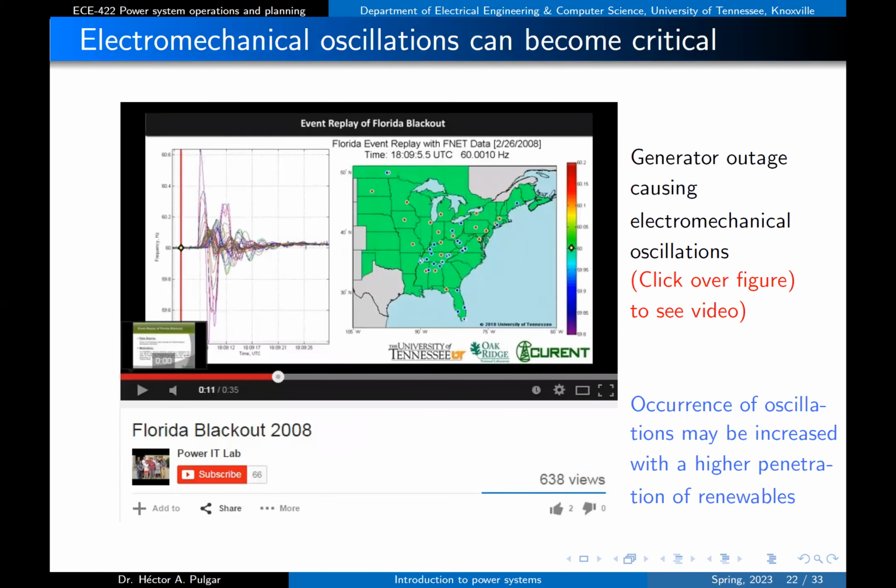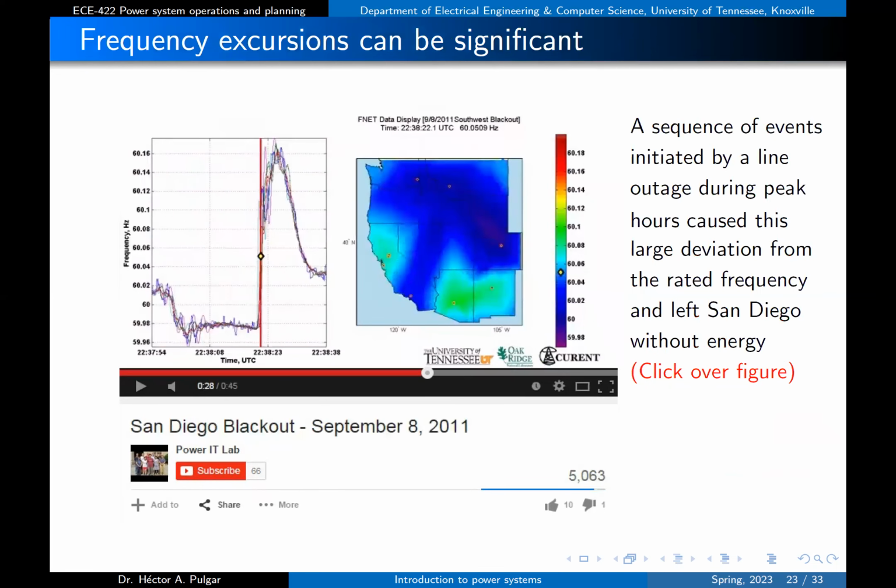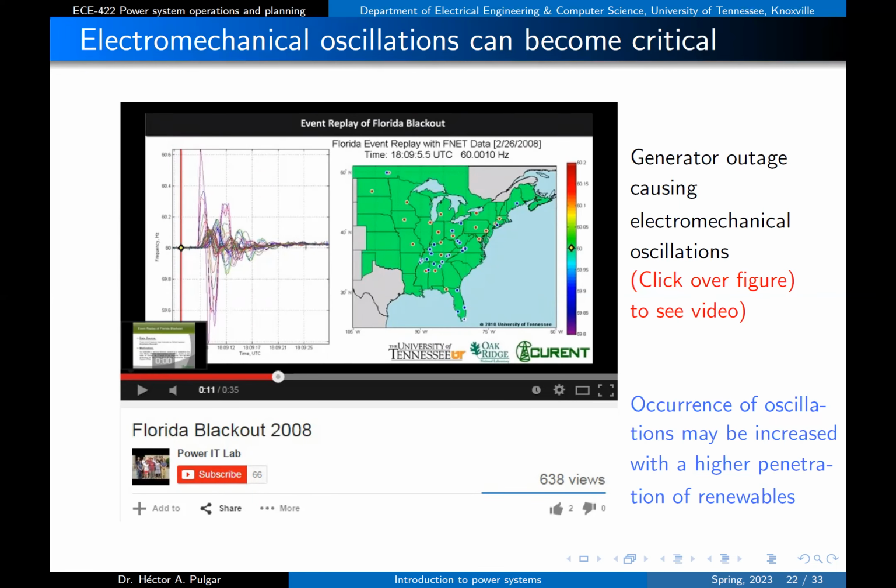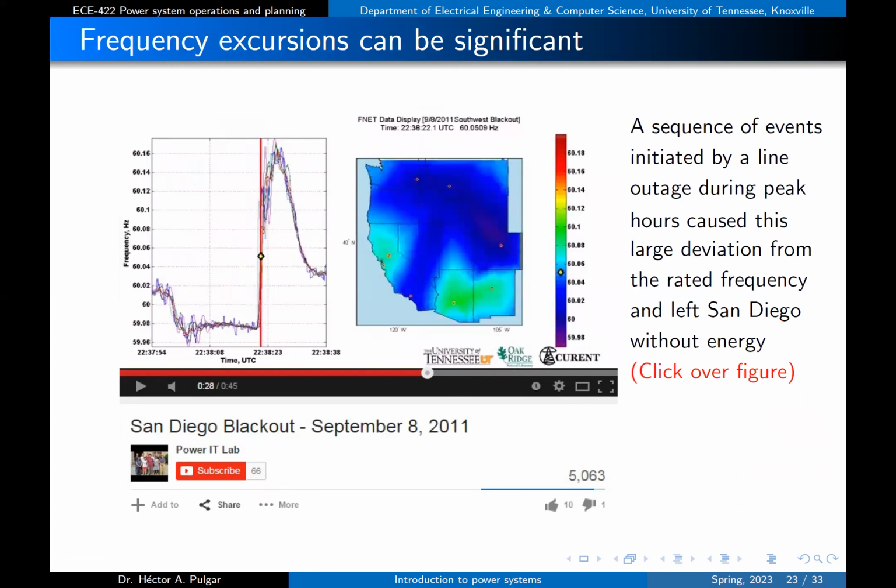Because we're running out of time, I'm going to ask you to go through this slide and click at this slide. You will see a video. Please look at the video and see the response. And here you have another one, with different behavior. This is the frequency measured at different points of the grid. Look at the behavior. The frequency is always around 60 hertz. But in this case, the frequency had a big jump here. So look at the two and compare.